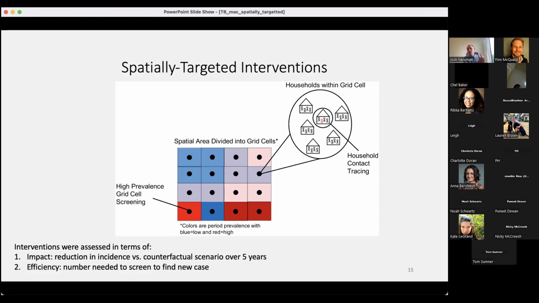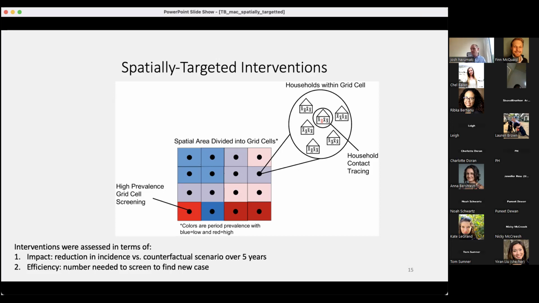So basically, when we're talking about high prevalence grid cell screening, if there's a new case of TB anywhere in the district, then we sample a grid cell to target for spatially targeted screening interventions, using the prevalence as weights. And when we selected a grid cell, we looked at between 20 and 100 individuals in that grid cell for active cases of TB.